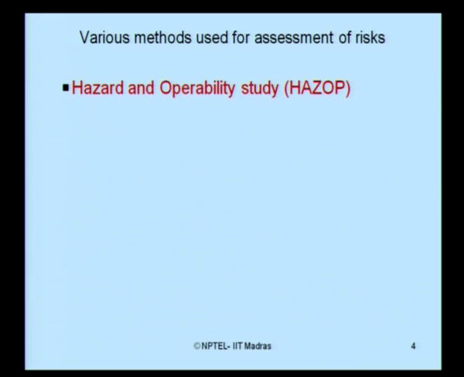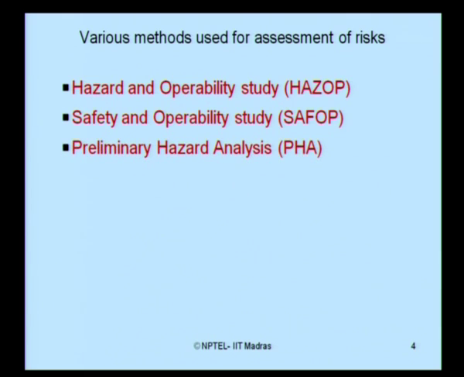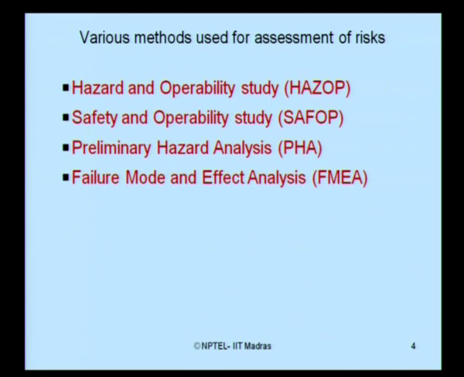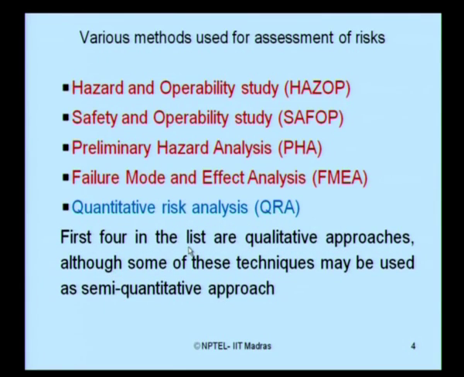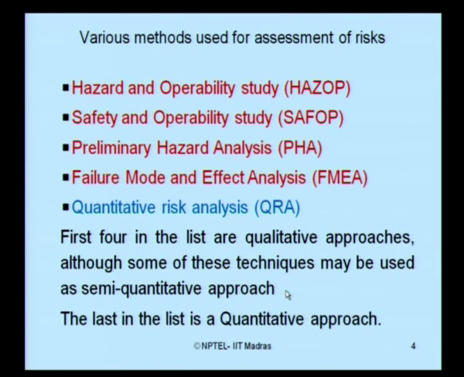There are various methods employed in risk assessment. Some of them we have already seen. Just for summarizing, one such method is hazard and operability study. The second method is safety and operability study. The other method is preliminary hazard analysis. The fourth method is failure mode effect analysis, and the fifth method is quantitative risk analysis. There are some commonalities in the first four methods which are different from the fifth. The first four methods in the list are qualitative risk analysis, because they have qualitative approaches in their modeling. Some of them also have a semi-quantitative approach, but the last one is a purely quantitative risk analysis method, which is also employed for assessment of risks. In this lecture today we will discuss the liquid release model based on quantitative risk analysis.